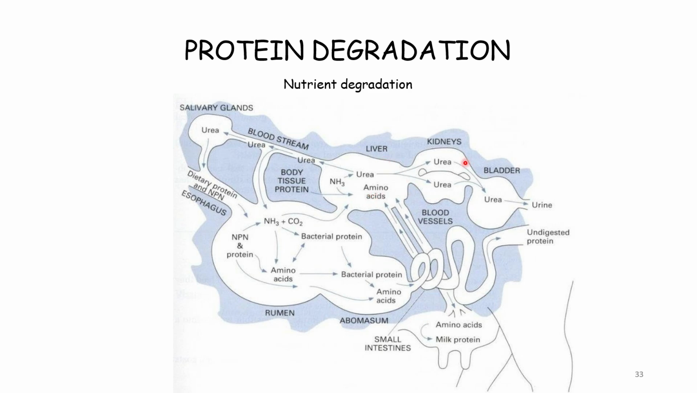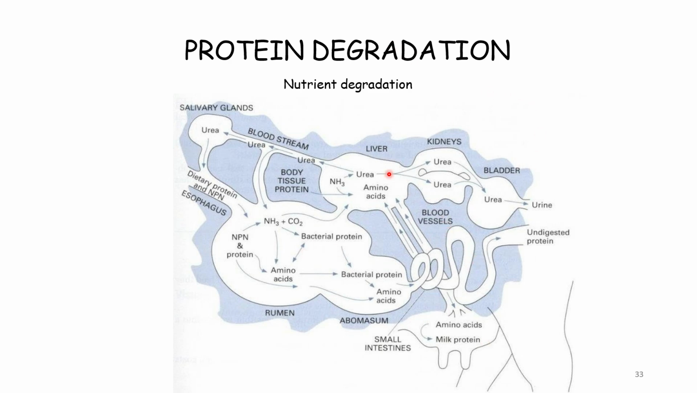So liver, kidney, bladder. If you give excess protein or excess non-protein nitrogen, usually the excess nitrogen comes out through the urine. And any undigested protein also comes out through the feces. Also some urea, protein, or amino acid is deposited and stored here in the mammary gland. We call it amino acid, milk protein. So this is the mammary gland. This is nutrient degradation, about protein degradation.